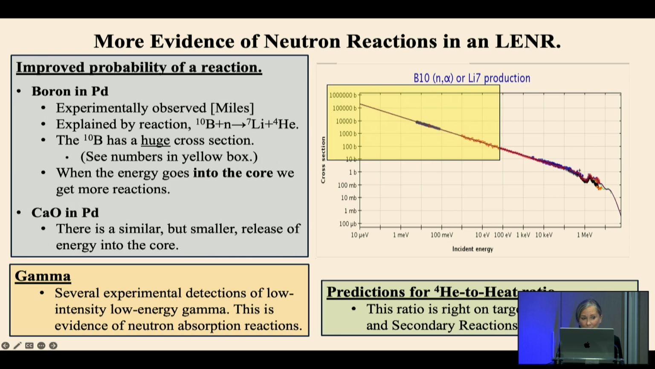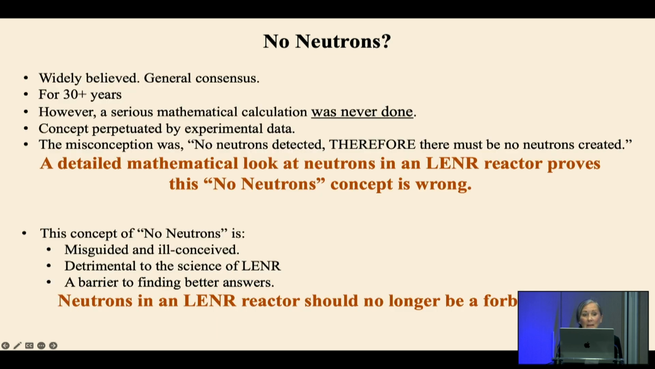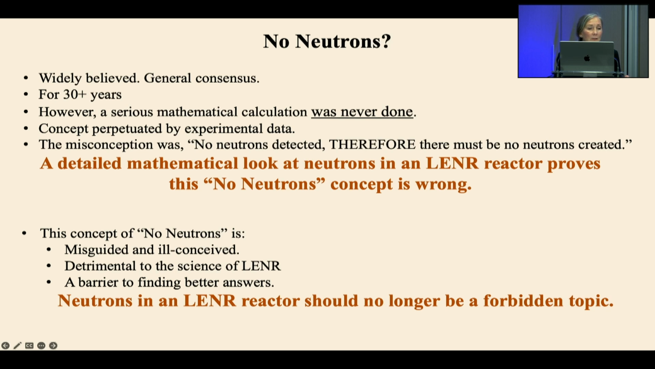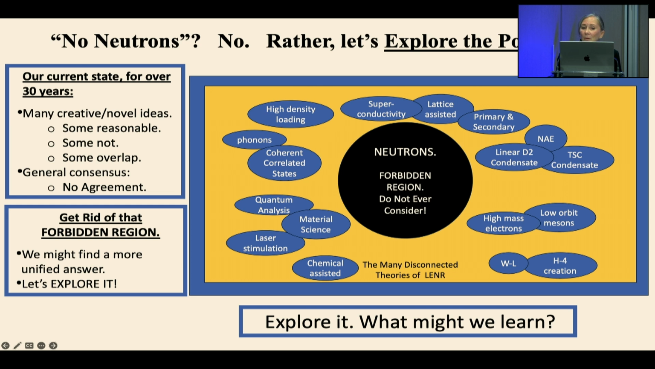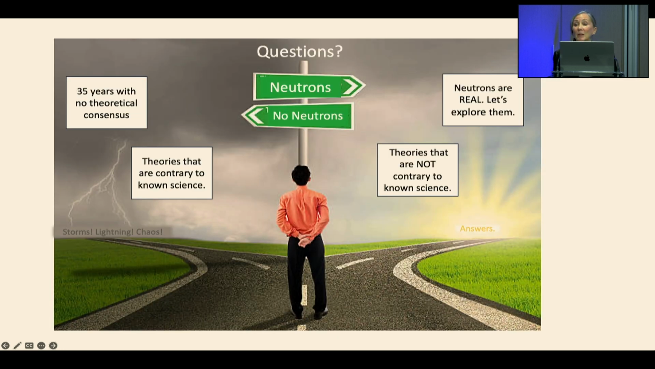Okay, here's some more evidence of nuclear reactions. No neutrons has been widely believed. It's the general consensus, but it's been perpetuated by the idea that there are no neutrons detected, therefore there must be none created. But this is a misguided and ill-conceived idea. Rather, let's explore the possibilities. For over 30 years, the general consensus has been there is no agreement. Let's get rid of that forbidden region, and we might find a more unified answer. What might we learn? Any questions, please?